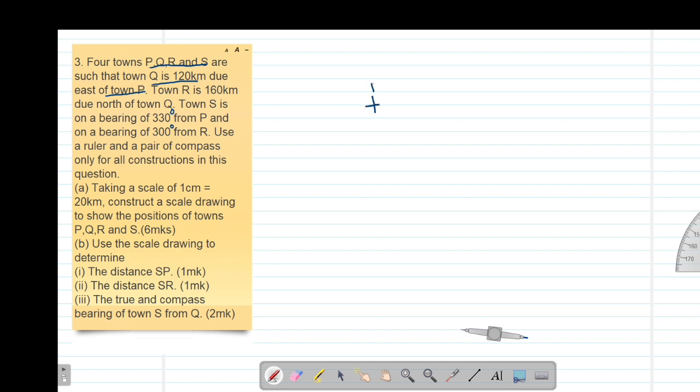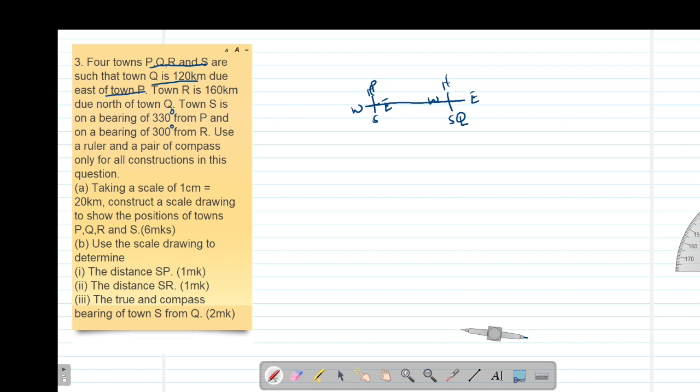So if this is my town P, of course this is the north, the south, this is the east, then this is the west. So I'm told that Q is 120 kilometers due east of P. So if this is town P, its due east will be this particular line here. So it should take me to another town that we are calling Q. So of course for Q, this is the north, this is the east, then this is the south, then of course this is the western direction.